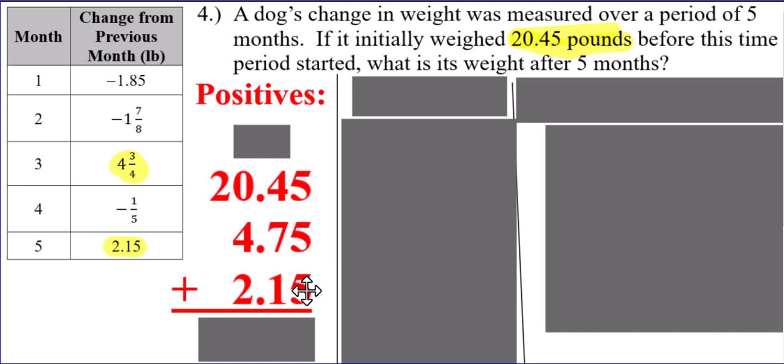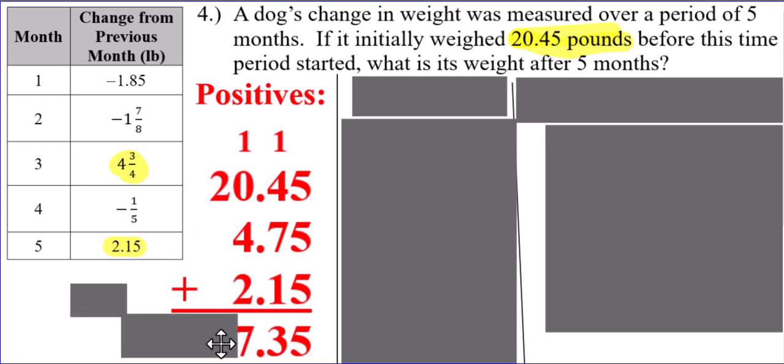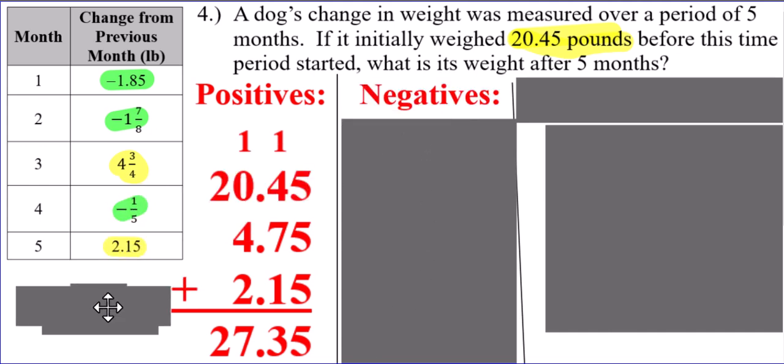Now, 5 plus 5 plus 5 is 15. You'd carry the 1. 1 plus 4 is 5 plus 7 is 12 plus 1 is 13. Carry that 1. 1 plus 4 plus 2 is 7. And then the 2 here just gets dropped down. You get 27.35. That's the positives. Now, from here, I would go ahead and do the negatives separately, because when you add a negative plus a negative, you're going to add in your head. So let's go ahead and add those negatives together.